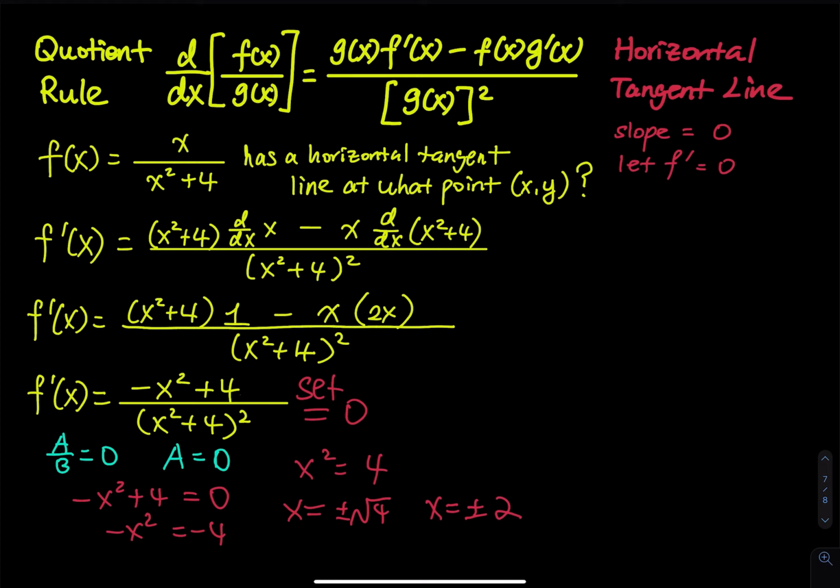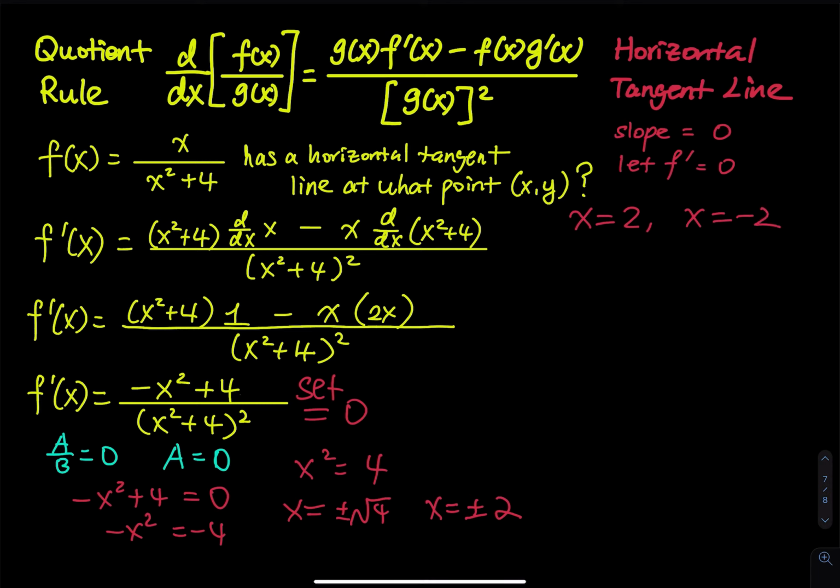What does that mean? That means you have a curve. When x is equal to 2, there is a horizontal tangent line. When x is equal to negative 2, there is another horizontal tangent line. So there are two, right? So let's find out. Now, when x is equal to 2 and x is equal to negative 2.